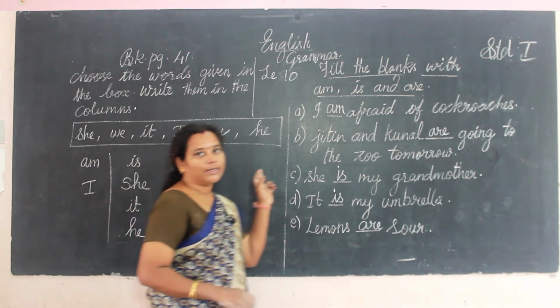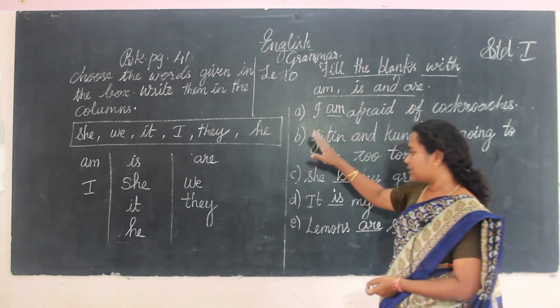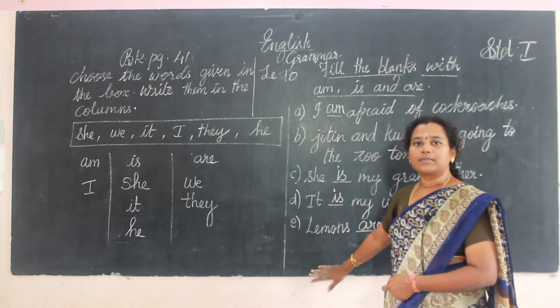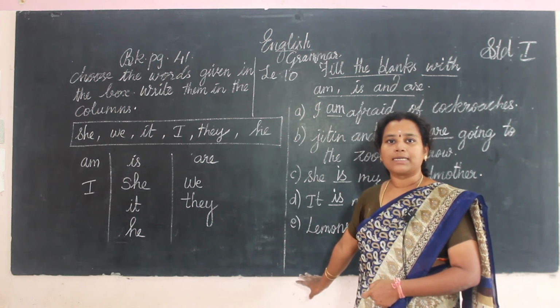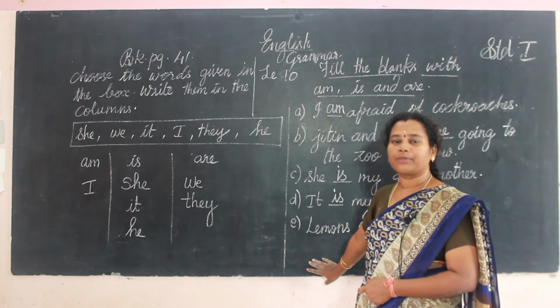So students, listen here. I have completed this portion up to here. That is am, is and are in English grammar. Okay, thank you very much.